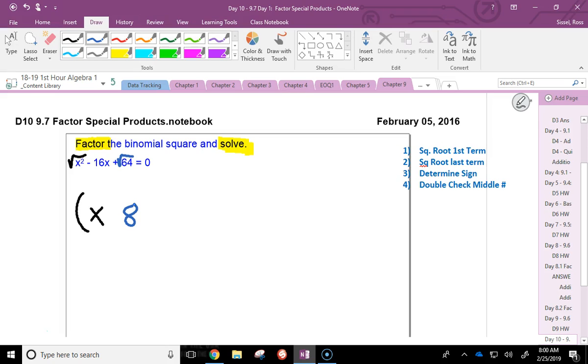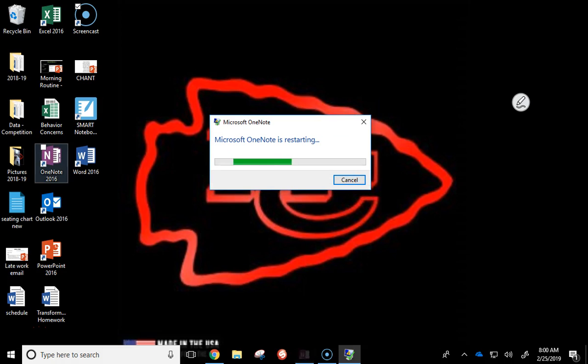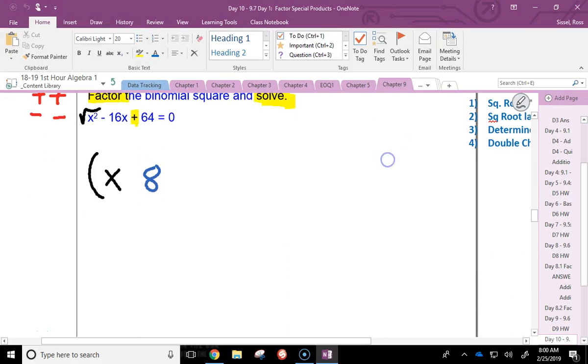Step 3 is determining the sign. And a lot of people just put plus 8 right away. Remember, 64 was a positive 64, which meant plus, plus, or negative, negative. Because the B term is negative, we had to use the negative.